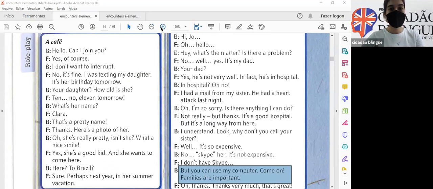D3. Listen again and interact with the visitor. Repeat the Brazilian's role.